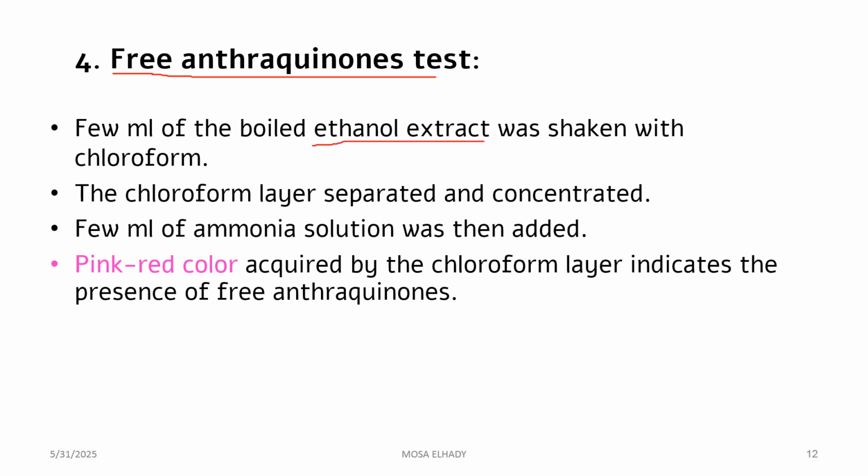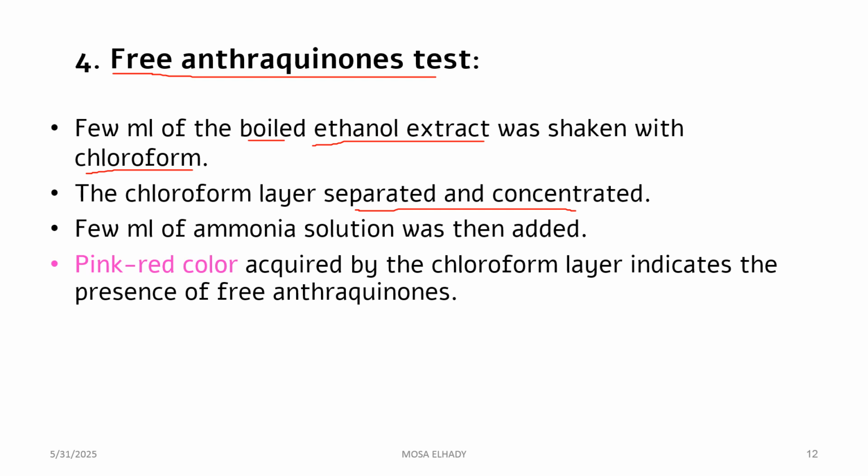In the case of anthraquinone glycoside, we start from the powdered sample. We add ferric chloride and sulfuric acid. Here we start with ethanol extract. We boil this extract and then shake with chloroform in order to solubilize anthraquinone in the chloroform layer. Then the chloroform layer is separated and concentrated. At this level, we finished extraction and preparation of the extract for the qualitative or general screening test.